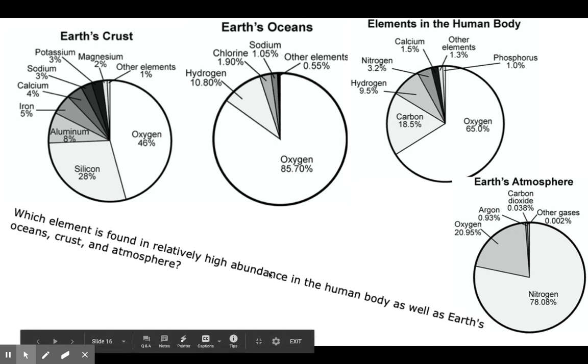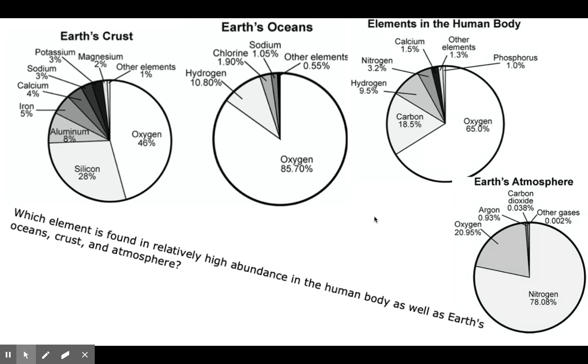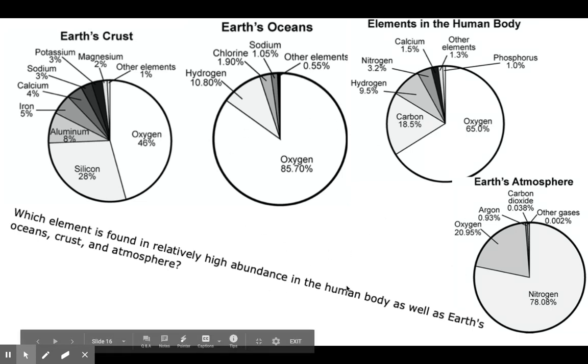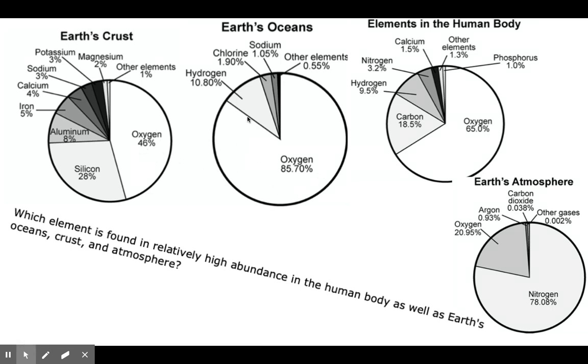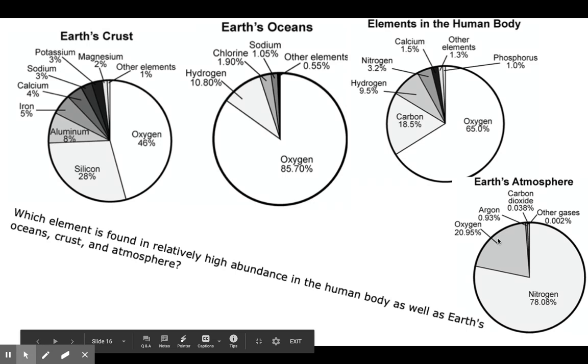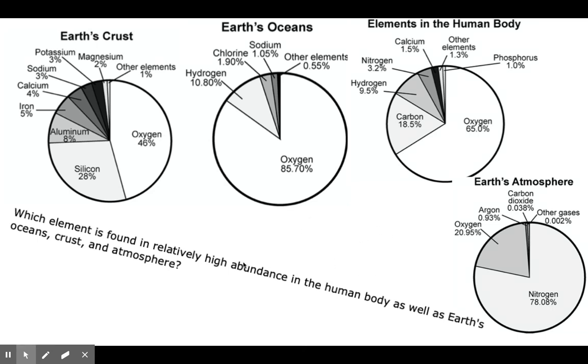So we want something that's in high abundance in every one of these graphs. So in every one of these graphs, what is there? Pretty big amount, relatively high. So here the biggest ones are oxygen, silicon. Here oxygen and hydrogen, really it's only 11% basically. So oxygen seems like the main thing in the ocean. And in the human body, we have a lot of oxygen and carbon. And then here in the Earth's atmosphere, we have a lot of nitrogen and also quite a bit of oxygen. So of these, which one's in all of them? Just like the first question we looked at, it's oxygen.